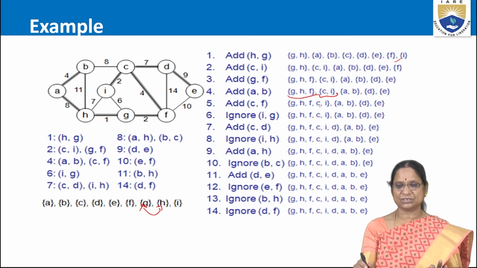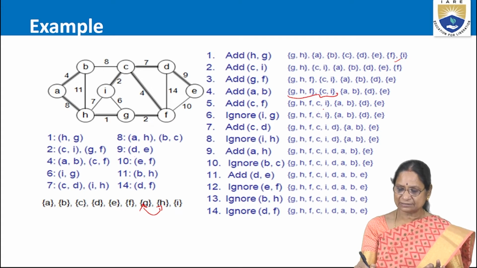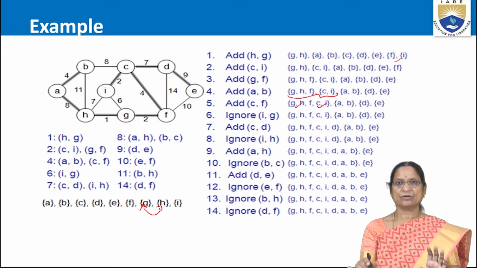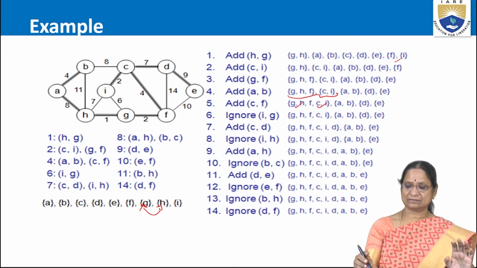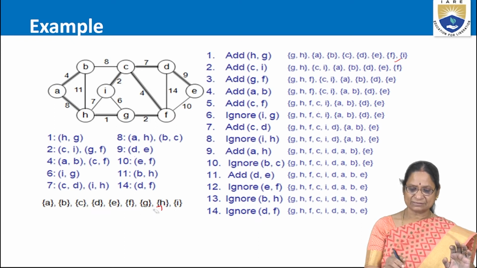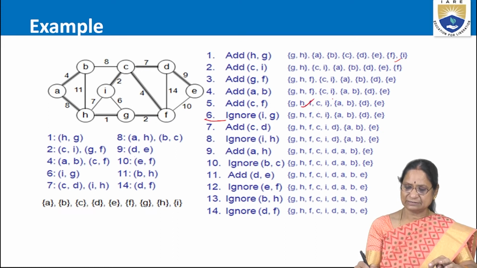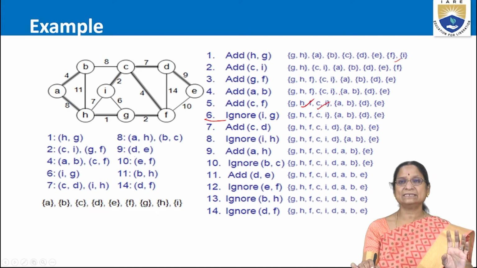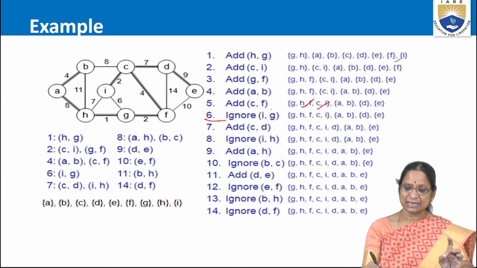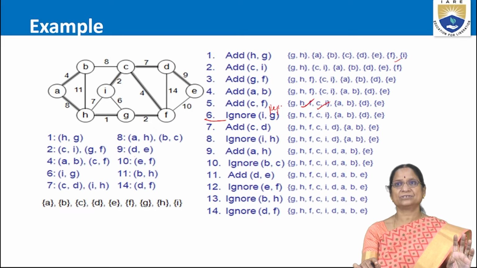Then the next one is IG. I belongs to which set? This set. G belongs to which set? The same set. Observe the sixth step: I belongs to this set, and G also belongs to the same set. Both belong to the same set, so by adding this it forms a cycle. That's why we ignore it. Ignore means reject, in other words. So reject that particular edge.